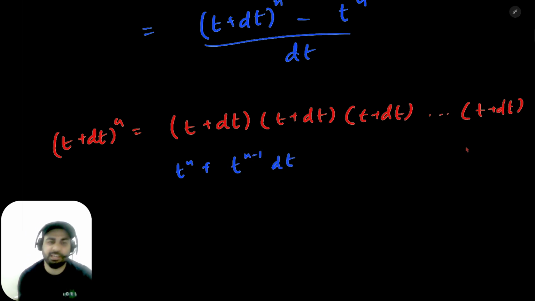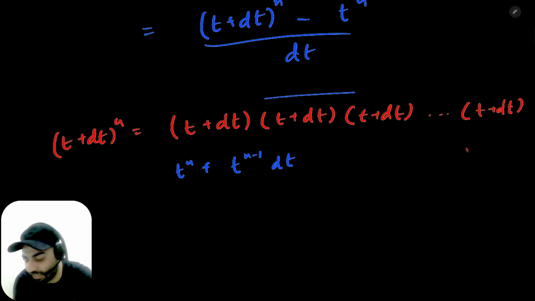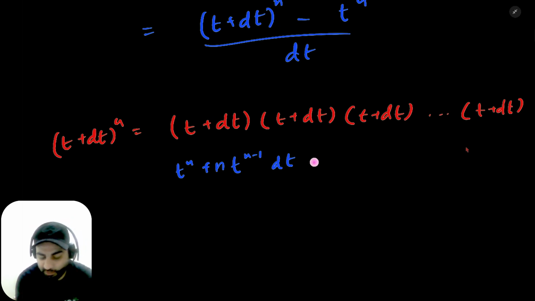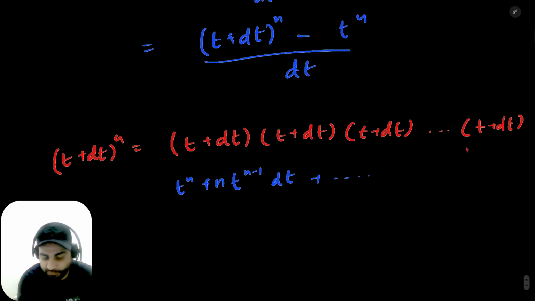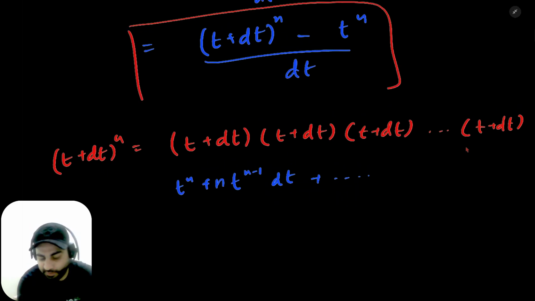So how many ways can I take it? For example, I can take 1 dt from here, then the rest of the t's from the other brackets. Otherwise I can take dt from here, and the rest of the t's from the others. So there are n choices of choosing a dt. So this will be n times t to the power n minus 1 dt. There will be some other terms as well, all divided by dt. This is the expansion of this term, so now I'll plug in this value. Have you understood this?